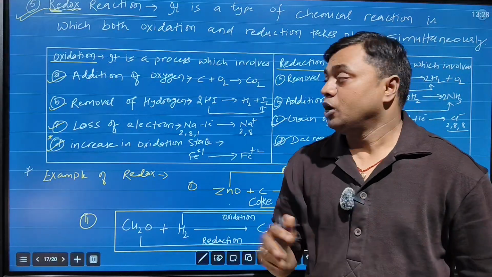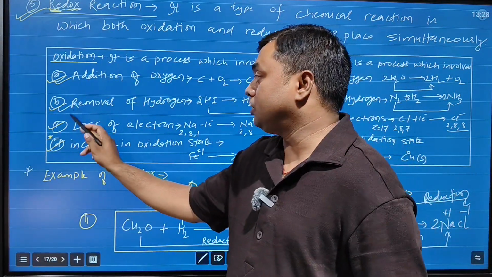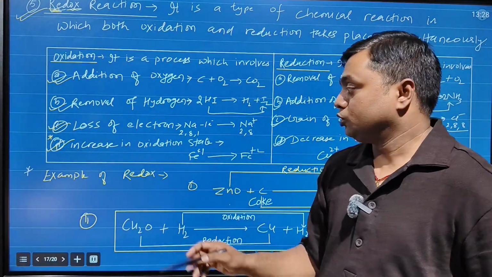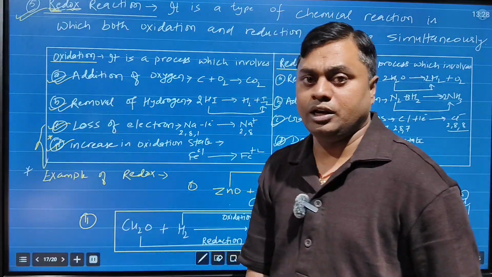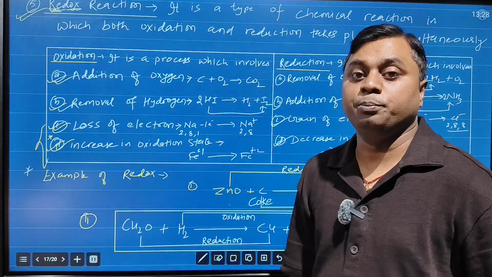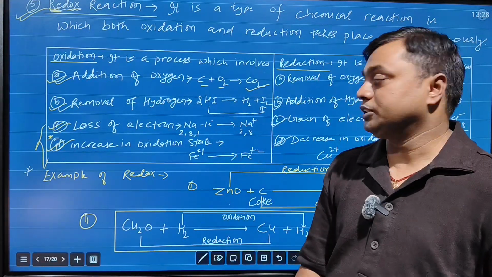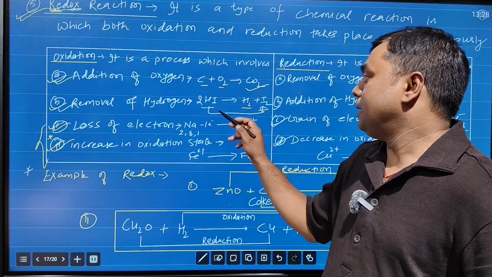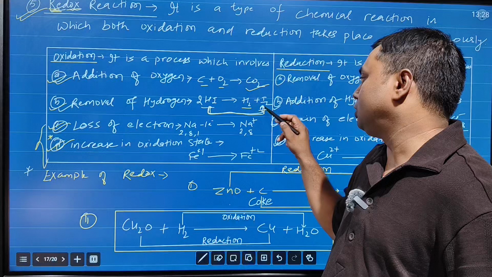That you should understand. Oxidation is nothing but the addition of oxygen, or removal of hydrogen, or loss of electrons, or increase in oxidation state. The last one is there in higher standard. At least if you focus on the first two, it is enough for you. But being a good student, you should know the first three. Like C plus O2 gives you CO2, oxidation. 2HI gives rise to H2 plus I2. You see, with iodine hydrogen is there, here with iodine hydrogen is not there. So there is a loss of hydrogen.